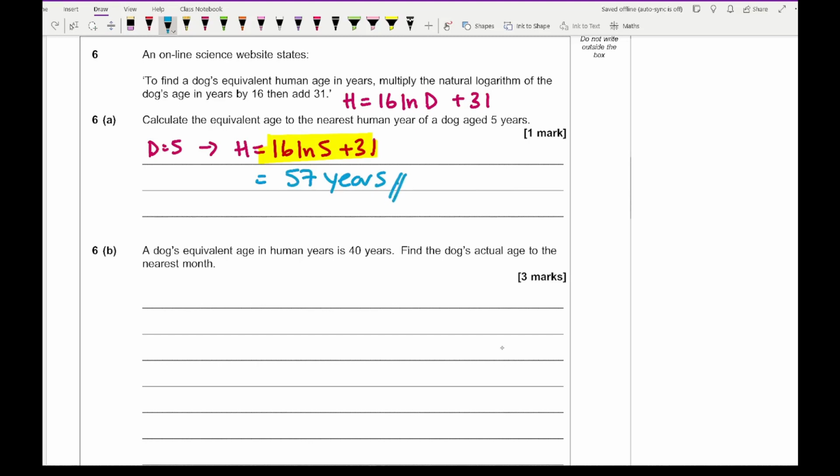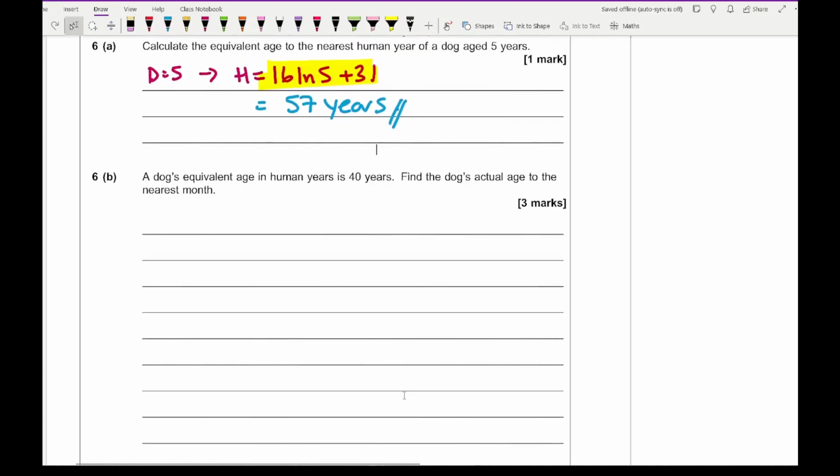Then for question B, it says that a dog's equivalent age in human years is 40. Find the dog's actual age to the nearest month. So for this, substituting in, we get that h equals 40. So then substituting that in, we get 40 equals 16 ln d plus 31, and that's the substitution. So then what I need to do is make d the subject.